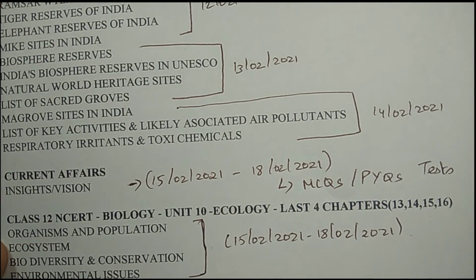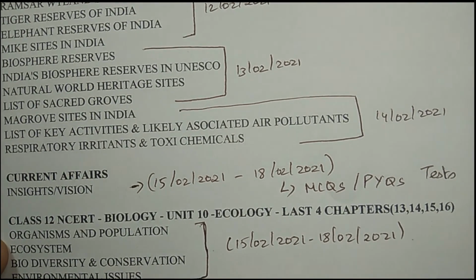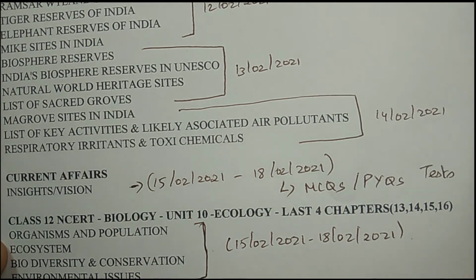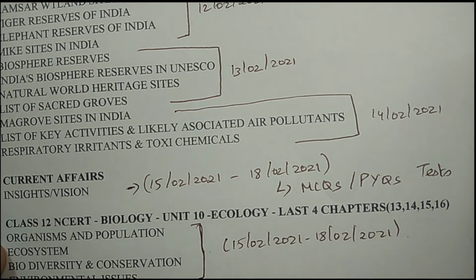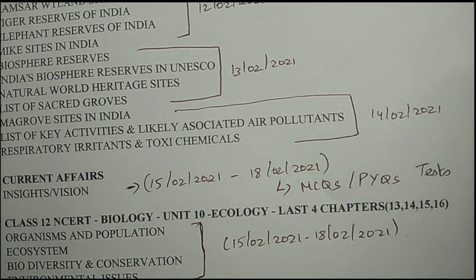Current affairs, try reading it parallelly along with the basics, so that your basics are strong, as well as you can easily correlate and connect it with the current affairs. I have given separate dates here, that is 4 days, 15, 16, 17 and 18. This is because you can practice MCQs that are available on the internet, and also previous year question papers based on this. And for current affairs I'll be following Insights and Vision.